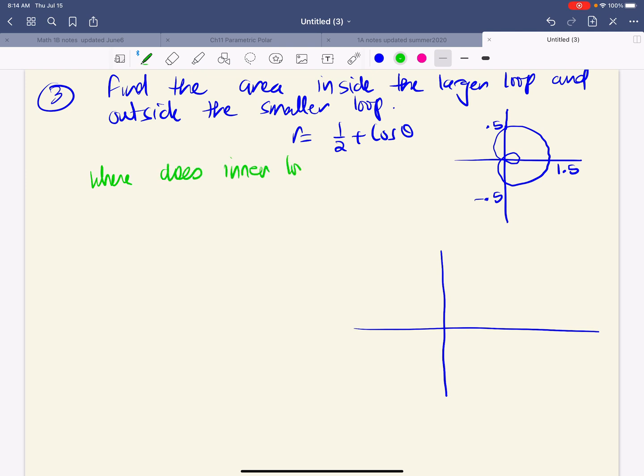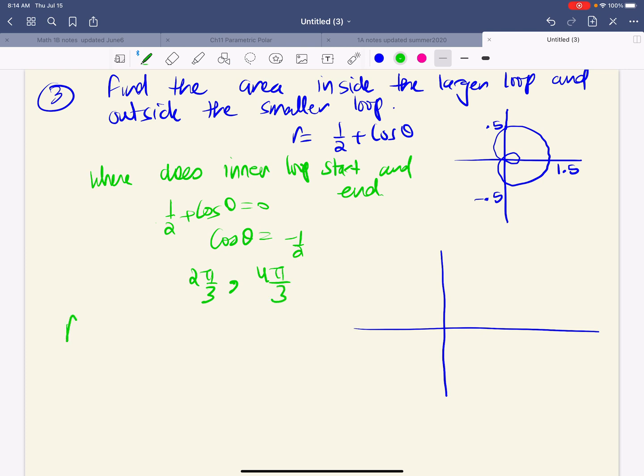Where does the inner loop start and end? The inner loop starts and ends whenever 1/2 plus cosine theta is equal to 0. That means whenever cosine theta is negative 1/2. So when is cosine theta negative 1/2? We just talked about that it happens in the second and third quadrant. So the reference angle is pi over 3, and this happens at 2 pi over 3 and 4 pi over 3.